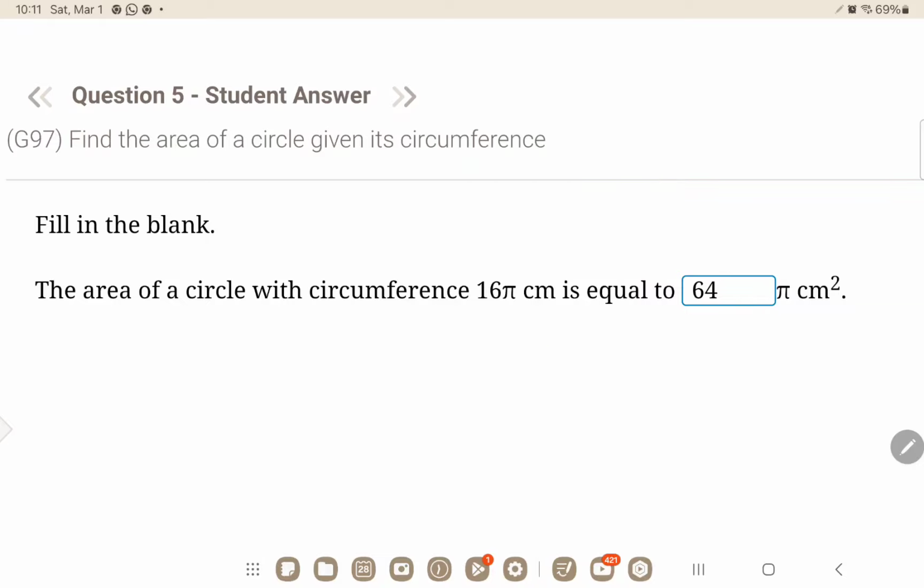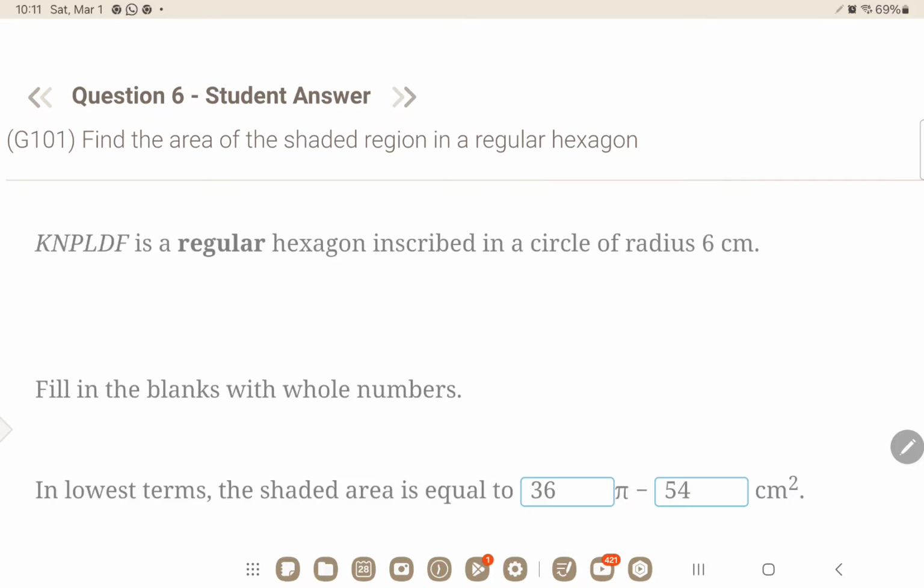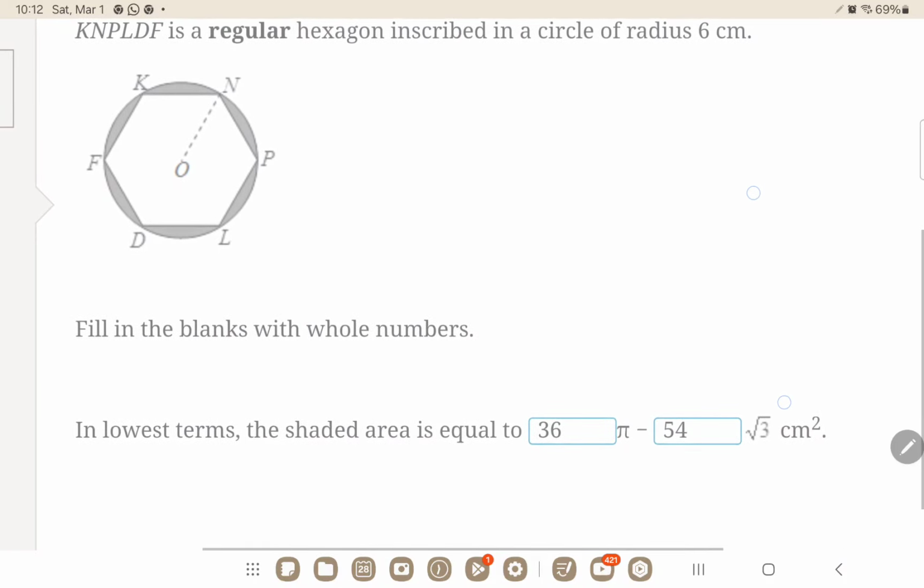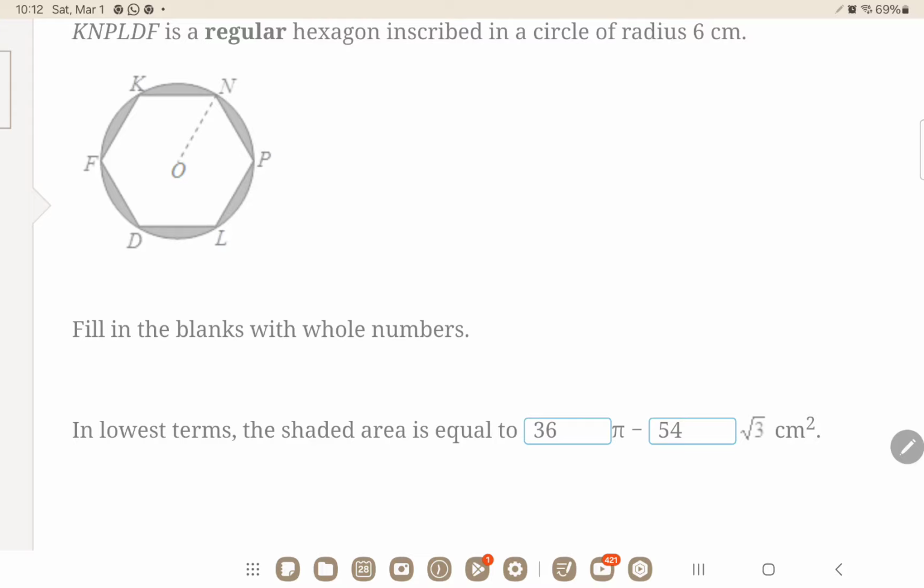Now, moving on. Now, here again, we're gonna do the same exact thing we did last time. Sorry guys. So the area of the circle would be 36 pi, because it's pi r squared, right? So pi r squared, r is 6, and 6 squared is 36 pi.